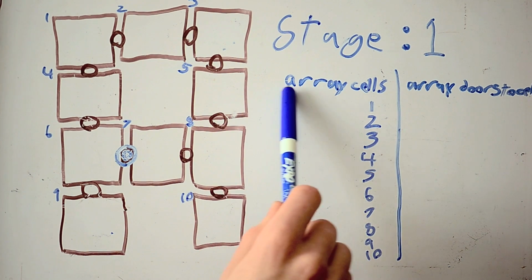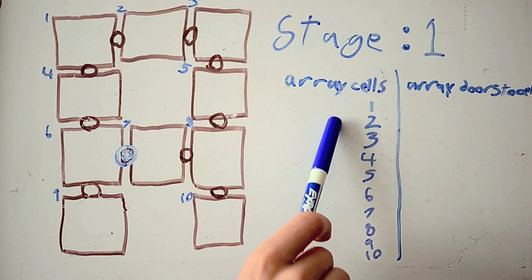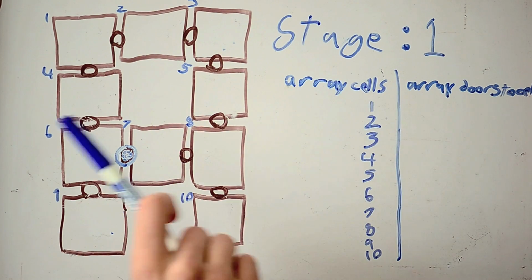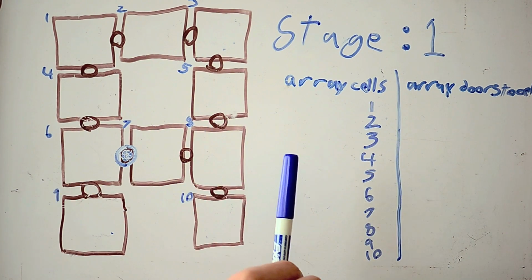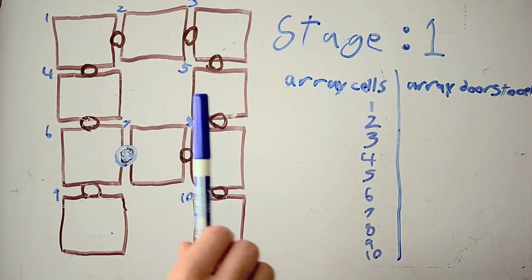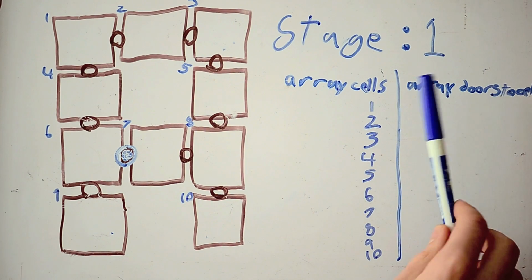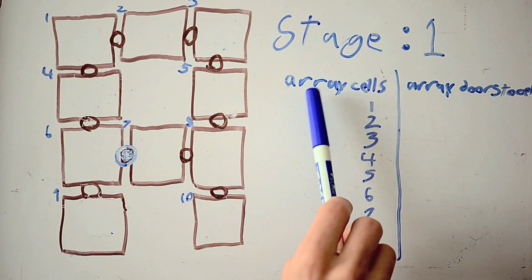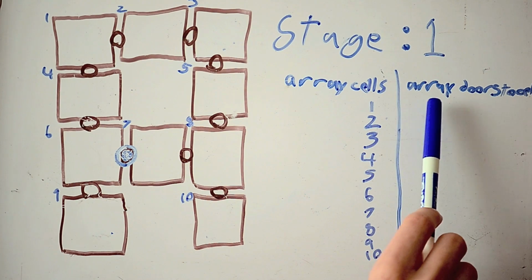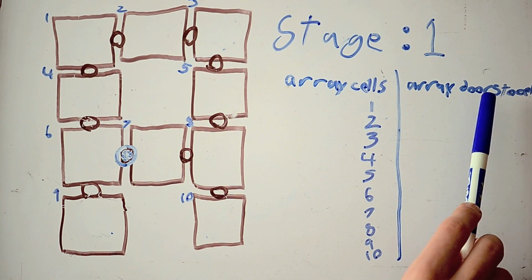So as you can see right here, I have array cells. This is basically going to be an array that remembers a list of game objects that are all of the cells in the world. And then I have a second array over here that is going to match up with this array, and it is called array doors to cell.